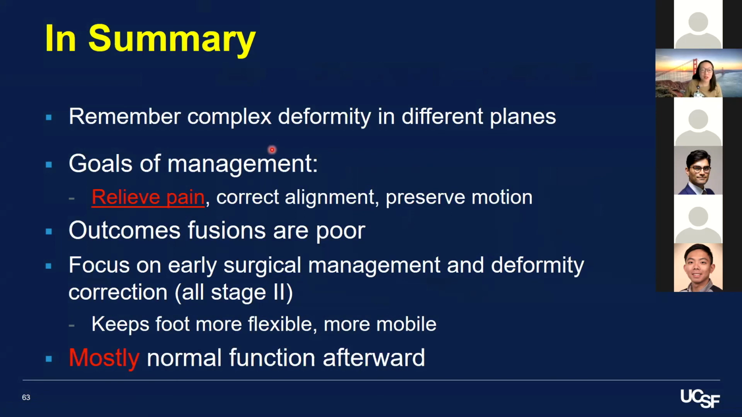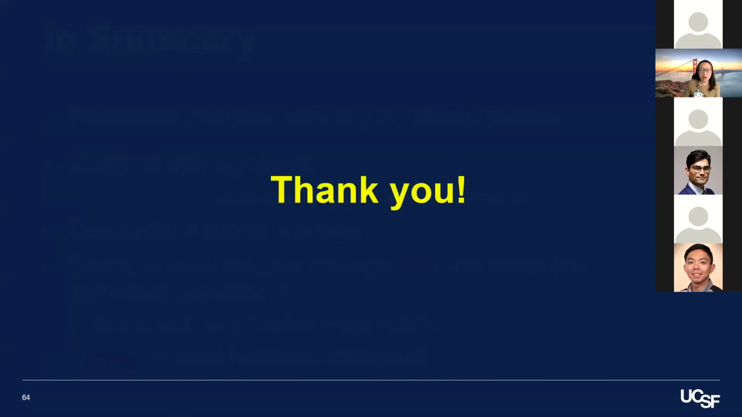So in summary, it's really important to remember that posterior tib tendon dysfunction is a deformity in 3 different planes. You want to relieve pain, correct alignment, and preserve motion as much as you can. When they get to fusions, sometimes the patients don't do well because they're just so stiff. We really want to focus on early surgical intervention. We want to try to get these patients and fix them while they're in stage 2. That way we can help save their joints and keep them more supple. And I do tell these patients if we get to them in stage 2, they do quite well, with mostly normal function, and can do anything that they want.